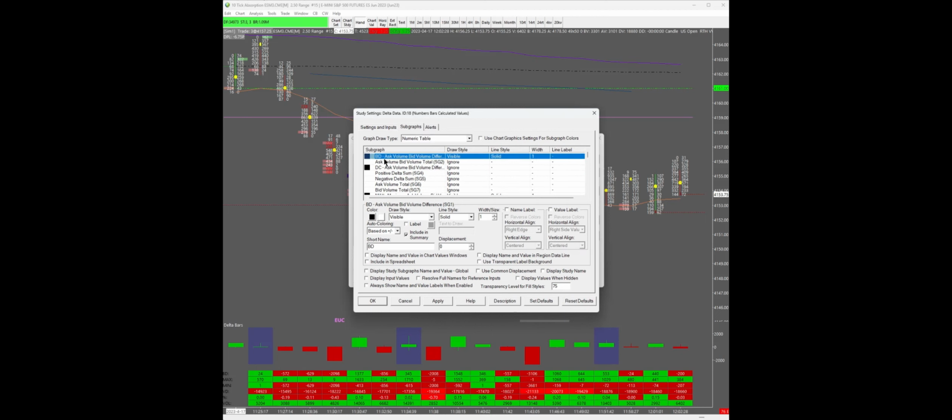I have the ask volume, bid volume differences, SG1, bar delta is what I have the initials for. That's your maximum ask volume, bid volume difference. Your minimum ask volume, bid volume difference. Cumulative sum of ask volume, bid volume differences. And then total volume.